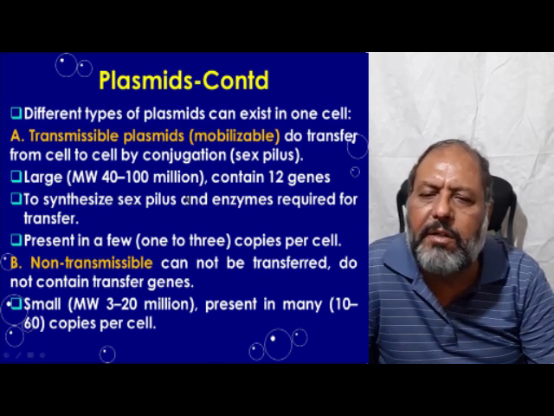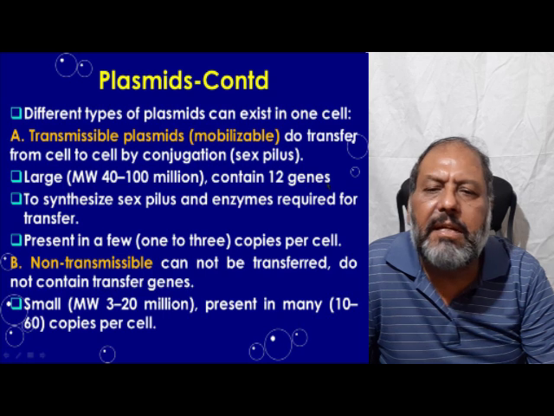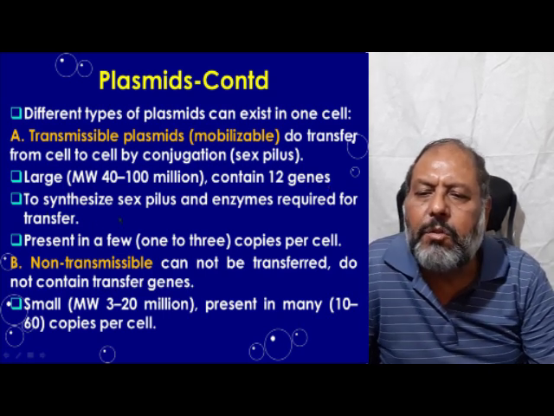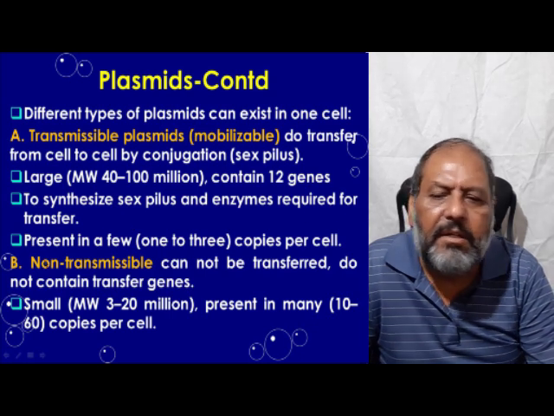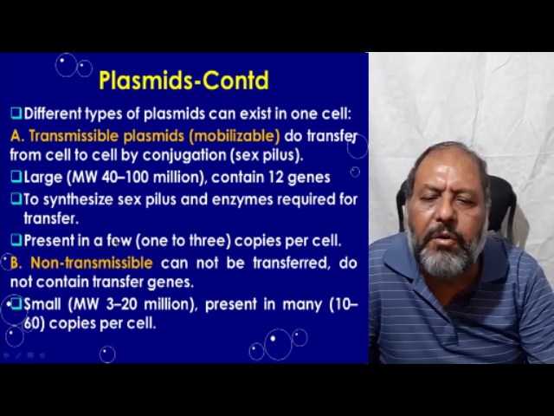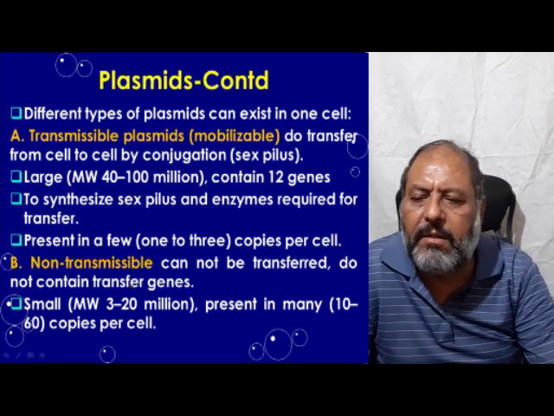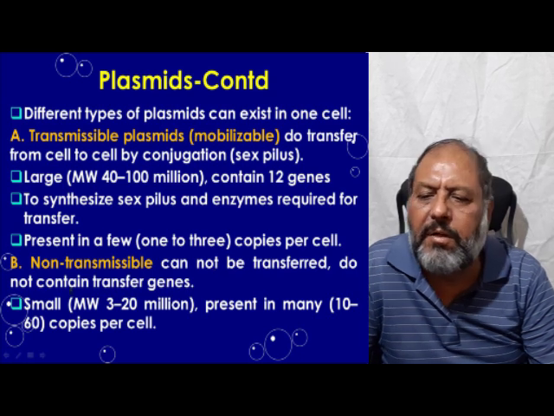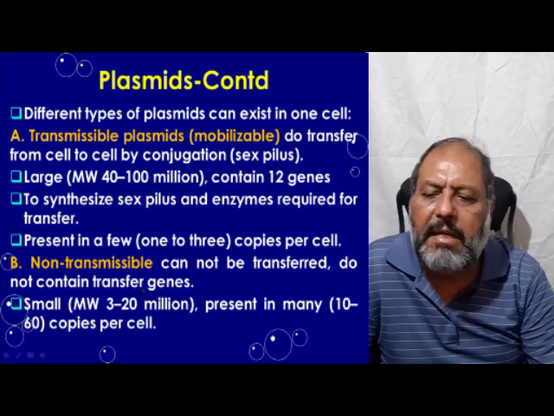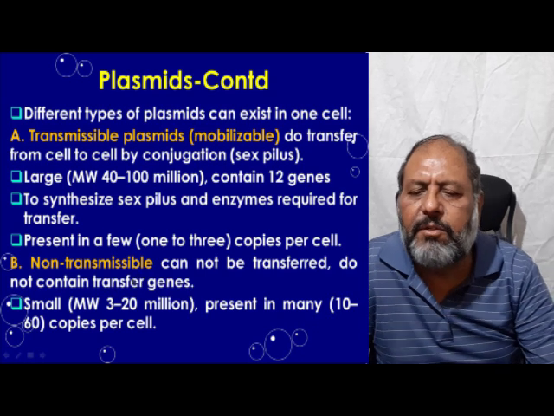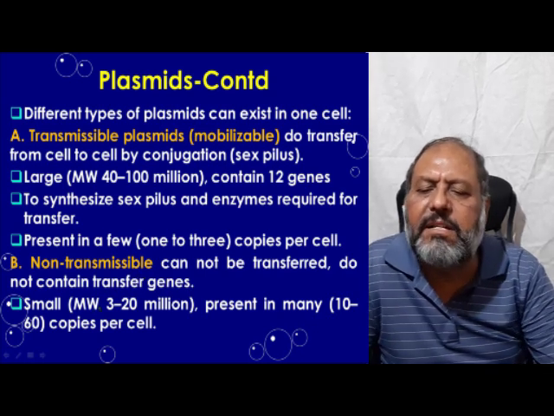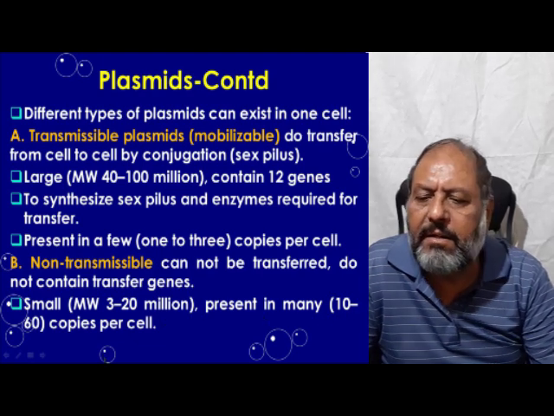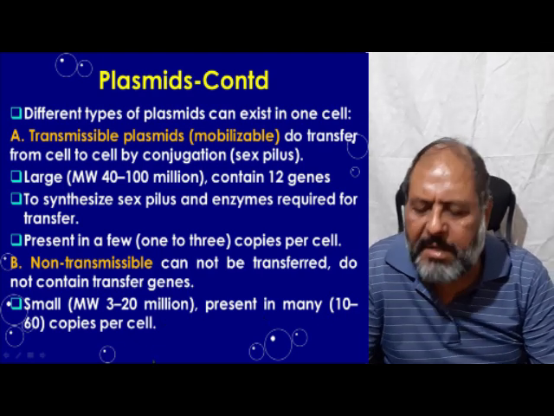Transmissible plasmids have a large molecular weight of 40 to 100 million and contain about 12 genes to synthesize the sex pilus and the enzymes required for transfer. They are present in few copies, 1 to 3 per cell. The other type is non-transmissible, which cannot be transferred and does not contain transfer genes, because they remain silent. They are small in size, with a molecular weight of 3 to 20 million, and present in many copies, 10 to 60 per cell, but basically they are non-transmissible.